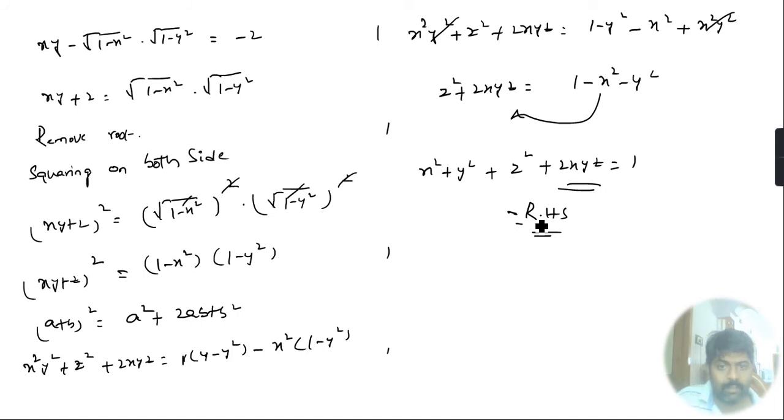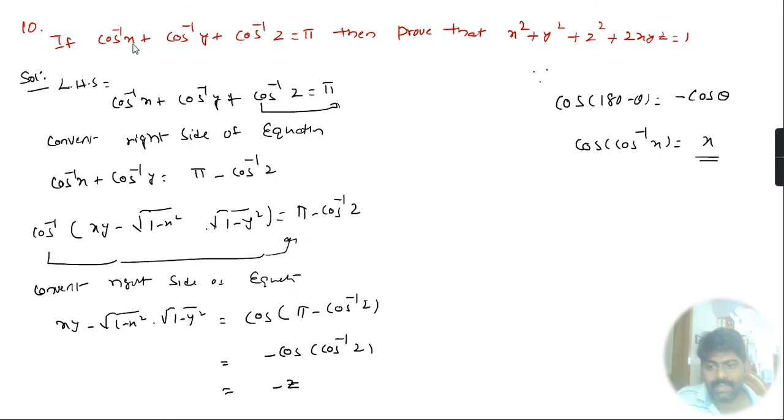So therefore we prove that in this problem, if cos inverse x plus cos inverse y plus cos inverse z is equal to pi, then x square plus y square plus z square plus 2xyz is equal to 1. The basic formula is cos inverse x plus cos inverse y, but here we have another term, 3 terms are there. This term will be converted to the right side of the equation. We get pi minus cos inverse z, and apply the formula for cos inverse x plus cos inverse y.